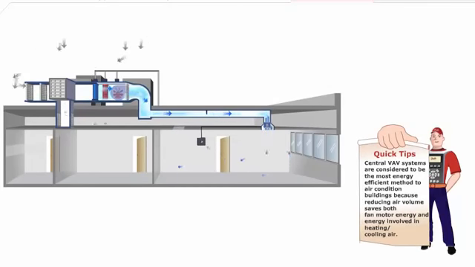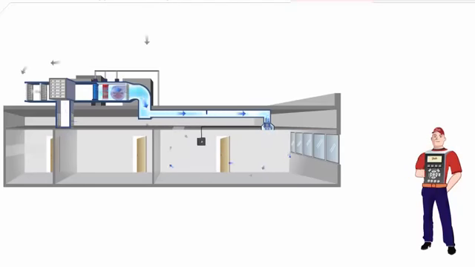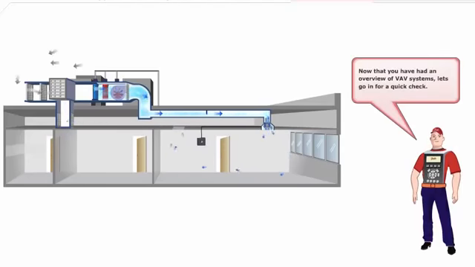Central VAV systems are considered to be the most energy-efficient method to air-condition buildings, because reducing air volume saves both fan motor energy and energy involved in heating or cooling air. Now that you have had an overview of VAV systems, let's go in for a quick check.